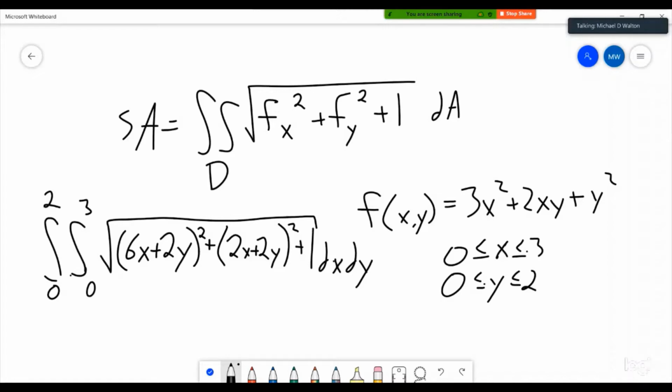This doesn't look like it's going to be a super pleasant thing to integrate, but however we would go about doing it, that would give us the surface area for this region, some sort of weird thing over the rectangle 0 to 3 and then 0 to 2, where all of these are just falling directly over the edges. So we're figuring out the surface area of this region.